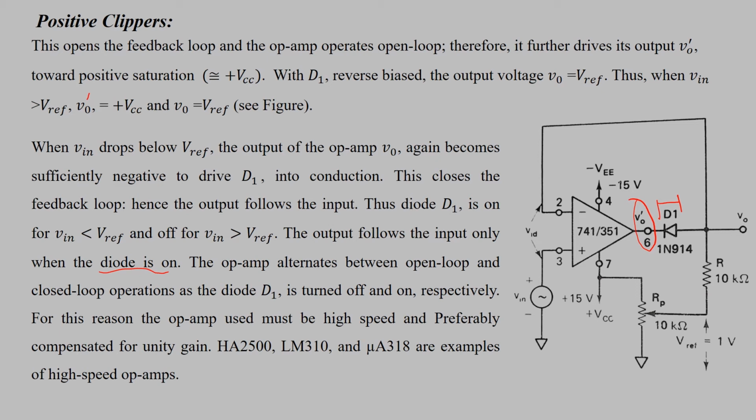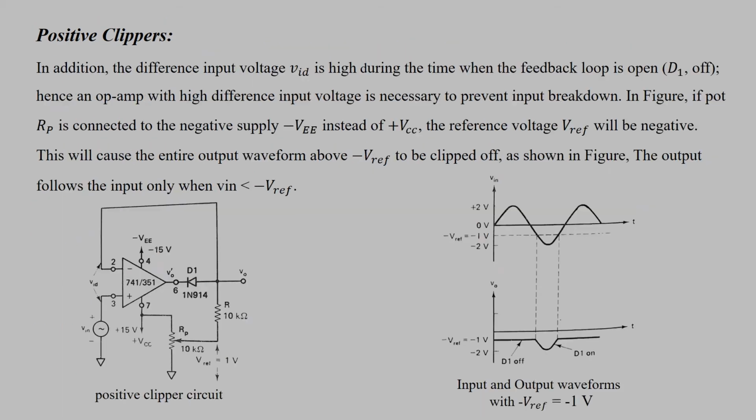These are examples of high speed op-amps: HA2500, LM310 and MUA318. In addition, the difference input voltage VID is high during the time when the feedback loop is open, that means when the diode is off. Hence an op-amp with high difference input voltage rating is necessary to prevent input breakdown.